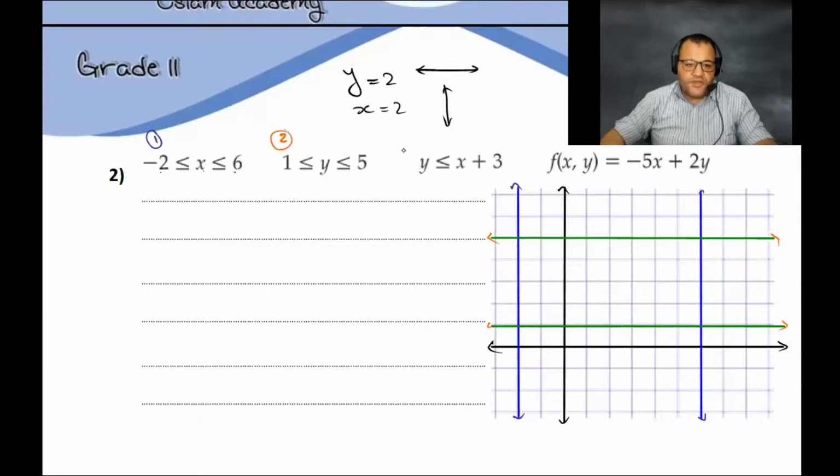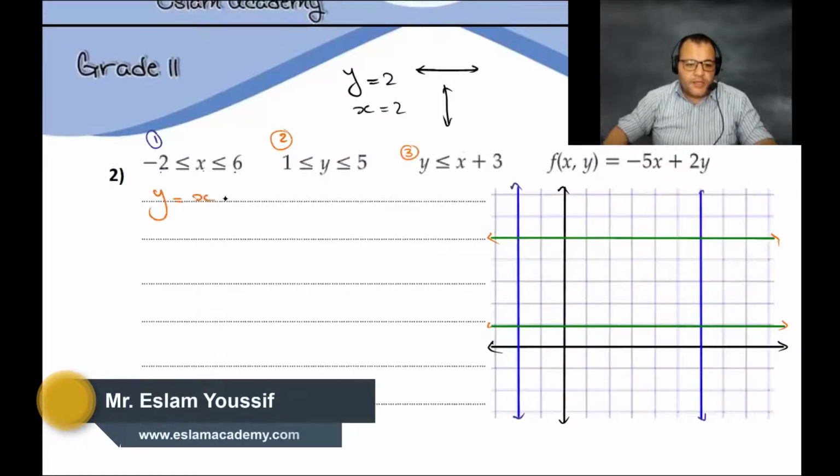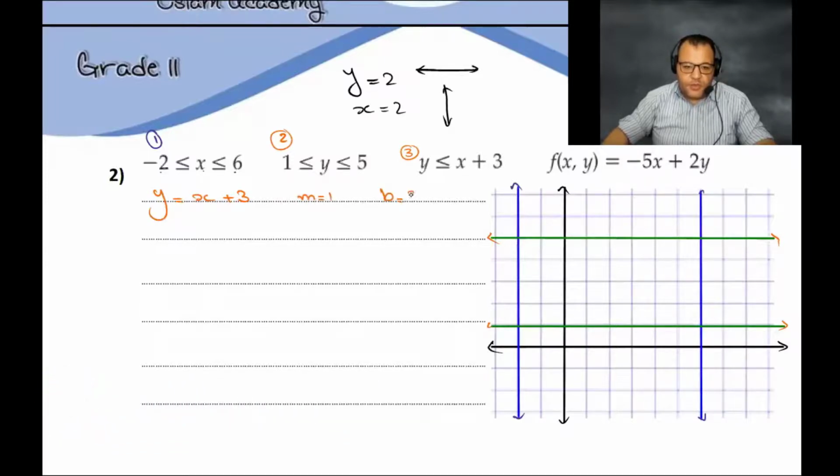Now we need to graph the third one. What is the meaning of y equals x plus 3? It means the slope equals 1 and the y-intercept equals 3. So from 3, I go up 1 and run 1. That's how the graph will look.